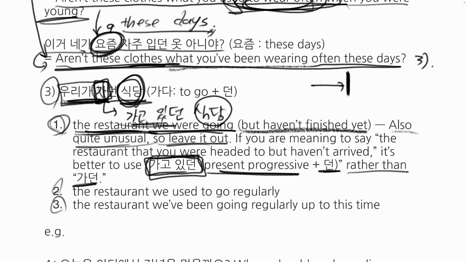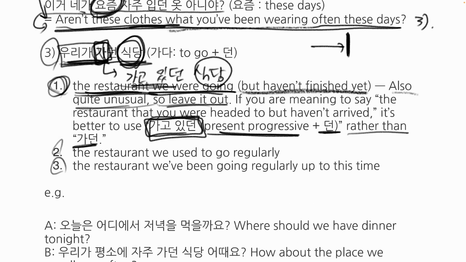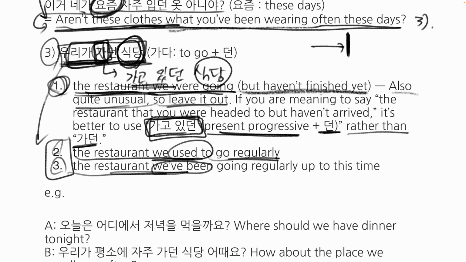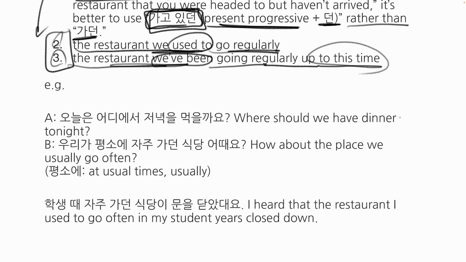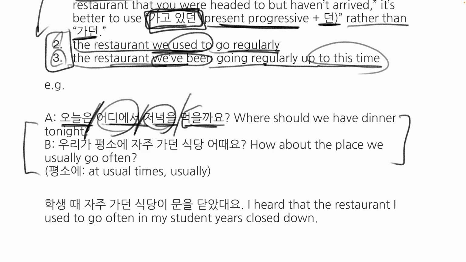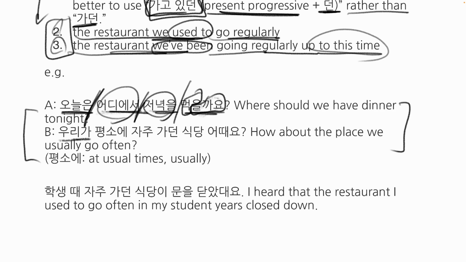우리가 가고 있던 식당 could mean the first meaning, but 우리가 가던 식당 would mean one of the 2 meanings: the restaurant that we used to go regularly, or the restaurant that we have been going regularly up to this time. So let's look at the example sentences here. 오늘은 어디에서 저녁을 먹을까요? Today, where dinner, eat, shall we? So where shall we eat dinner, right? And 우리가 평소에 자주 가던 식당 어때요? How about 어때요, right? How about 평소에 자주 가던 식당?